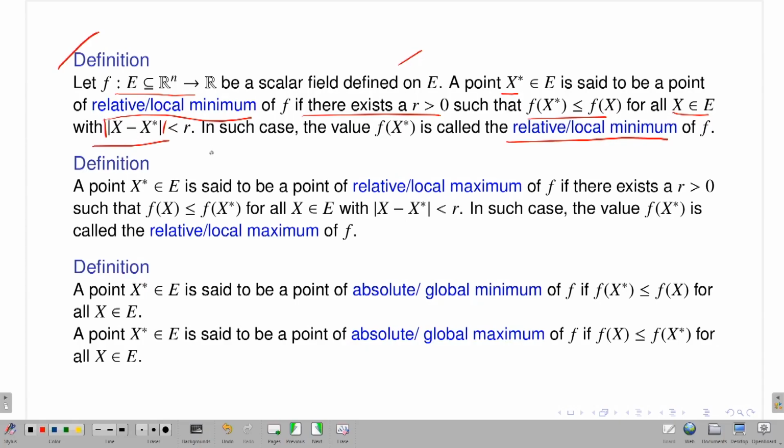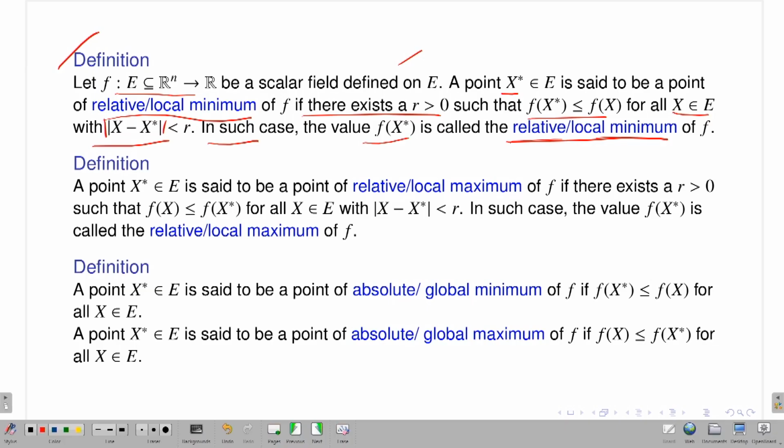In such a case, the value of f at the point x star is called the relative or local minimum of f. So, there are two things. First, I am talking about the points at which f has a local minimum. That means the value of the function at any point in that neighborhood should be greater than or equal to the value at the point x star. The point x star is called the point of relative or local minima, and f of x star is called the relative or local minimum of f. So, this is local minima.